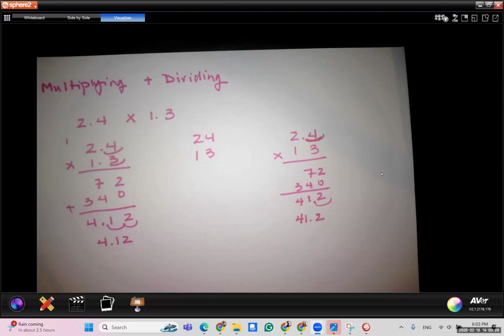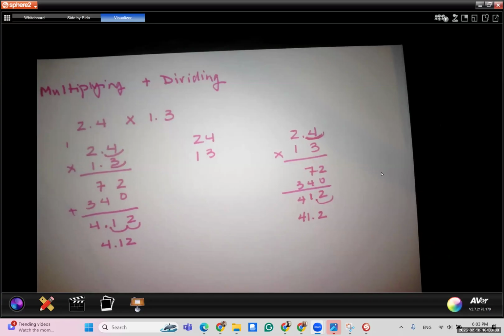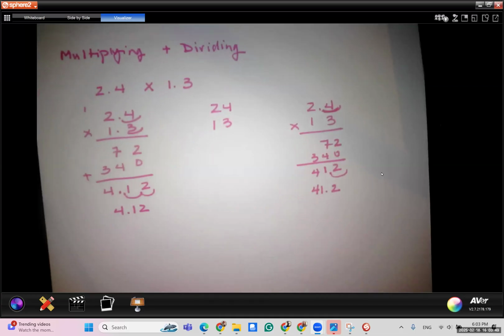Okay, so that's how we will deal with the decimals in multiplication. Ignore the decimal, multiply, and then look at all the numbers and count the total number of decimal places you have. And then count it for the final answer. Start counting from right to left and put your decimal places where it belongs based on that.